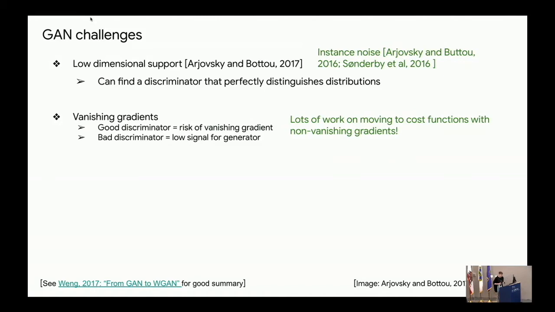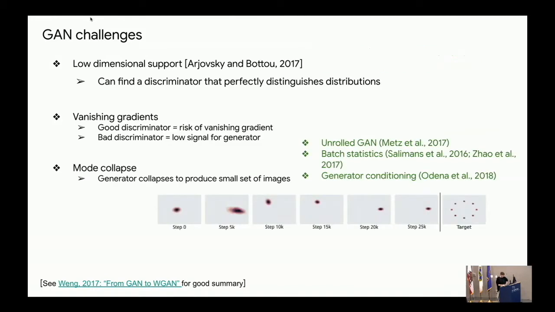This instance noise is another thing that was proposed. And the idea here is basically just to add a small amount of continuous noise to the generated images before they go into the discriminator, which helps smooth out the generator distribution. And there's a little bit more theoretical underpinnings of this in this paper here. And this was also proposed in another paper. And then there's also a lot of work moving to cost functions that don't have vanishing gradients. I'll talk about a little bit of those.